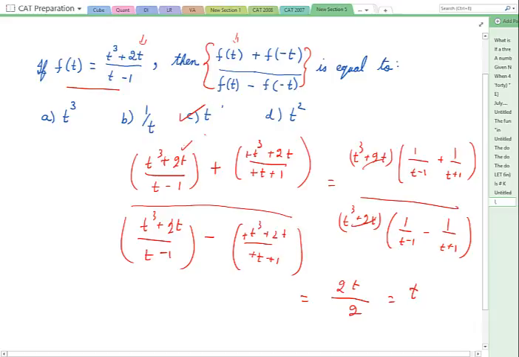So you should be able to do it in 10 seconds, maximum 15 seconds. And when you're practicing, practice till you are able to do that.